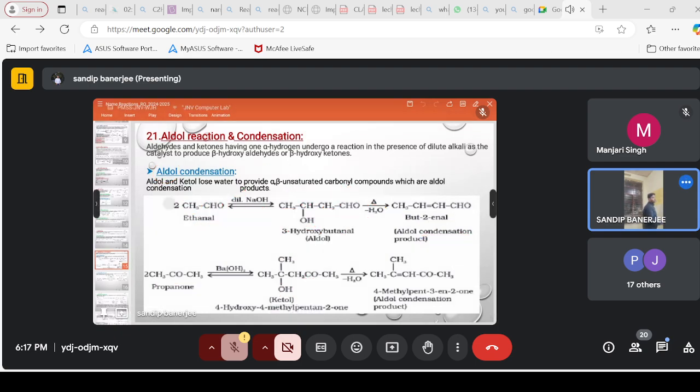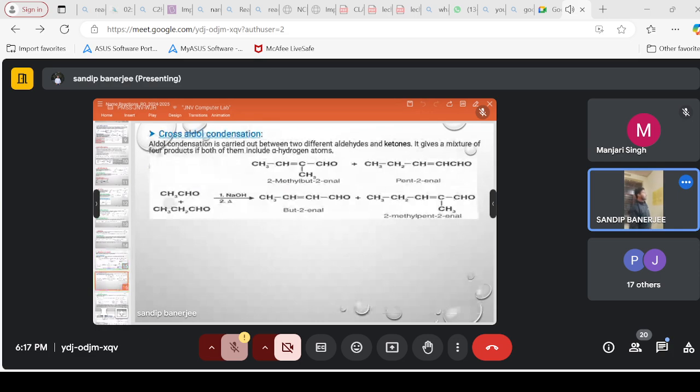Any question, anyone? Oh, no. Okay. Now I am coming to the cross aldol reaction. This is another important reaction. In cross aldol reaction, you will use two different substrates. One is this, one is this, and both of them have alpha hydrogen. Look at this CHO group, this CHO group, this is alpha, this is alpha.